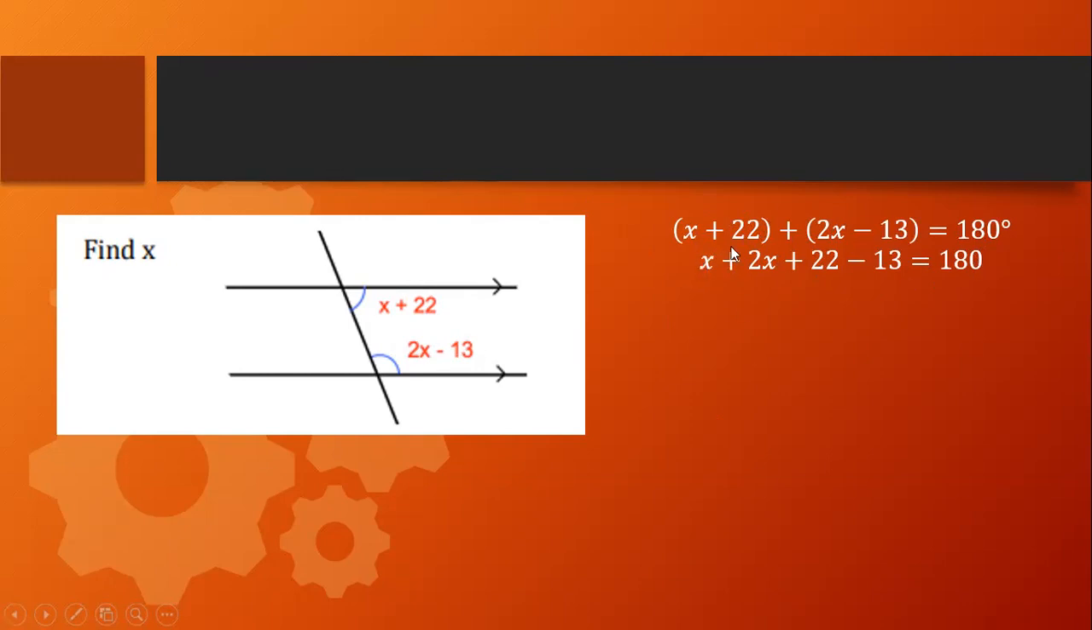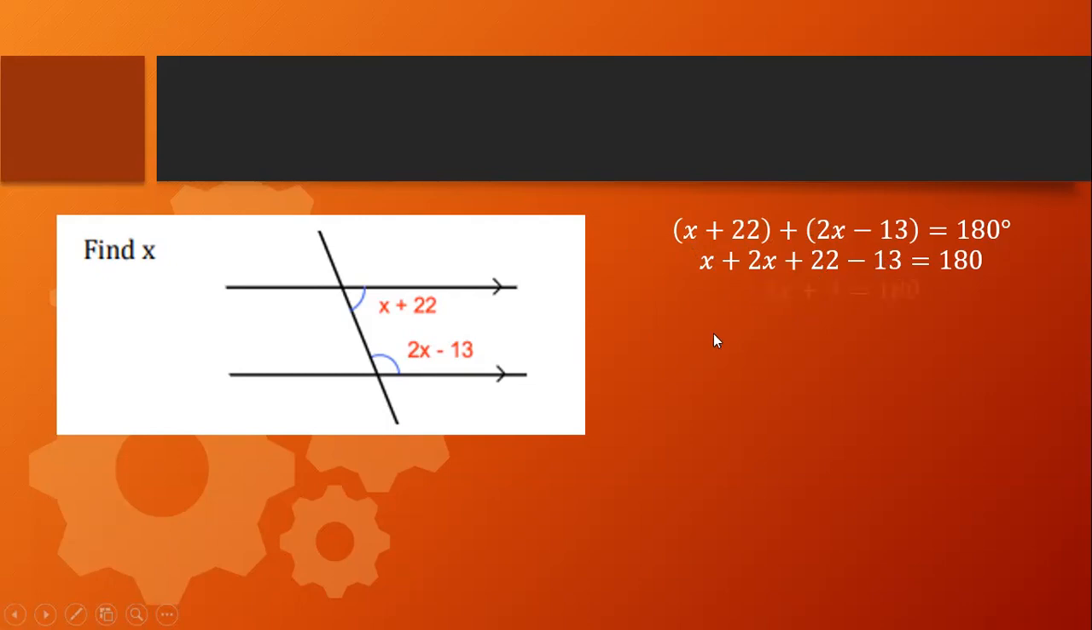Next, x plus 2x is actually 1x here, right? X is not 1, but if you see x without a number in front of it, it is understood to be 1. All right? So this is 1x plus 2x, which will give me 3x, and then 22 take away 13 will give me 9.